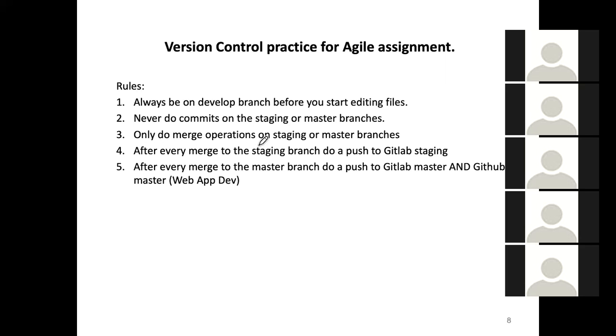After every merge, whether it be a merge to the staging or the master branch, you should do a push to your GitLab staging branch, where I'm being specific here. After every merge to the staging branch, you should push to the GitLab staging branch. After every merge to the master branch, you should push to the GitLab master and to the GitHub master.